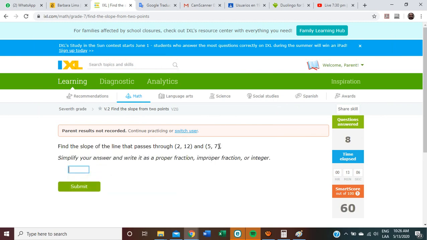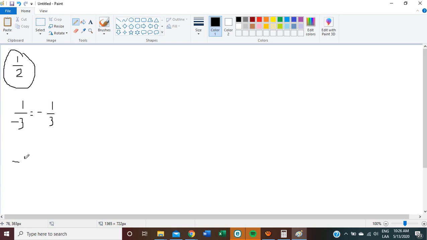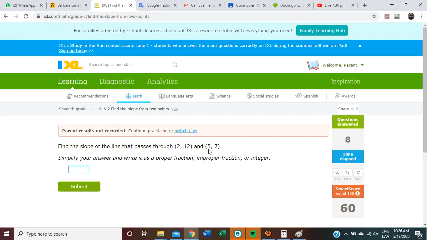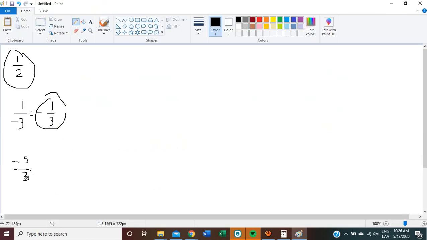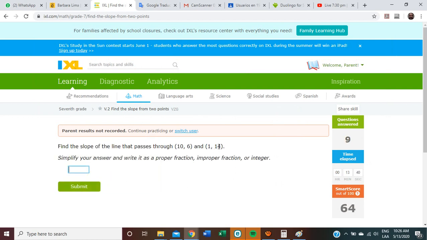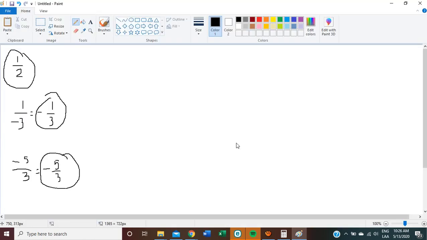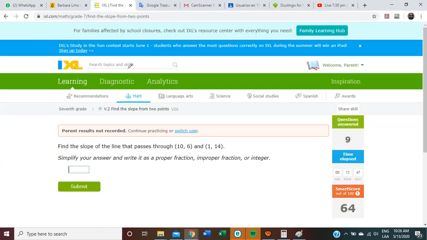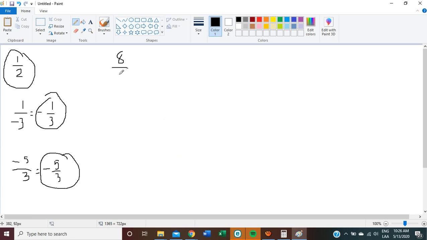7 minus 12 equals negative 5. This was our final. 5 minus 2 equals 3. So our answer is negative 5/3. 14 minus 6 equals 8. 1 minus 10 equals negative 9. So it equals negative 8/9.